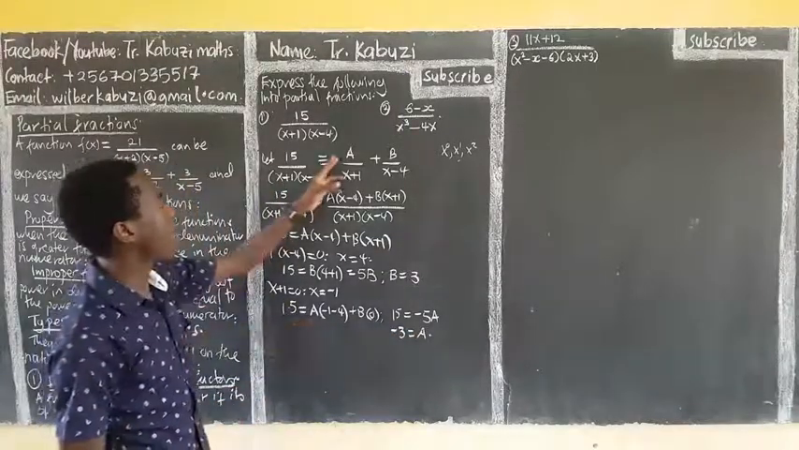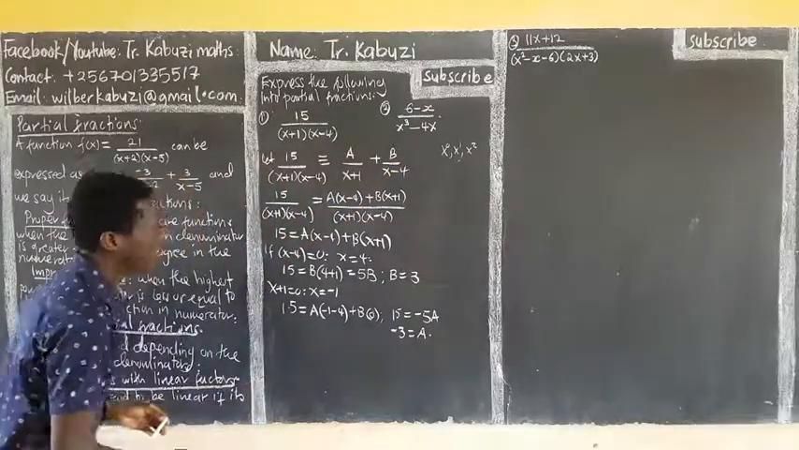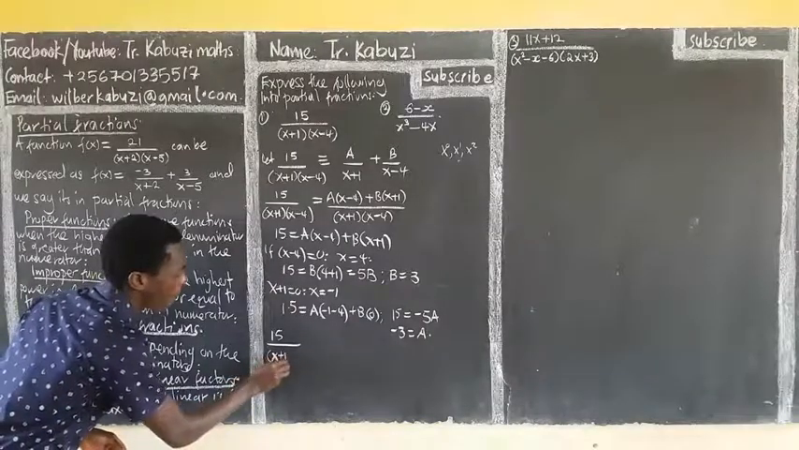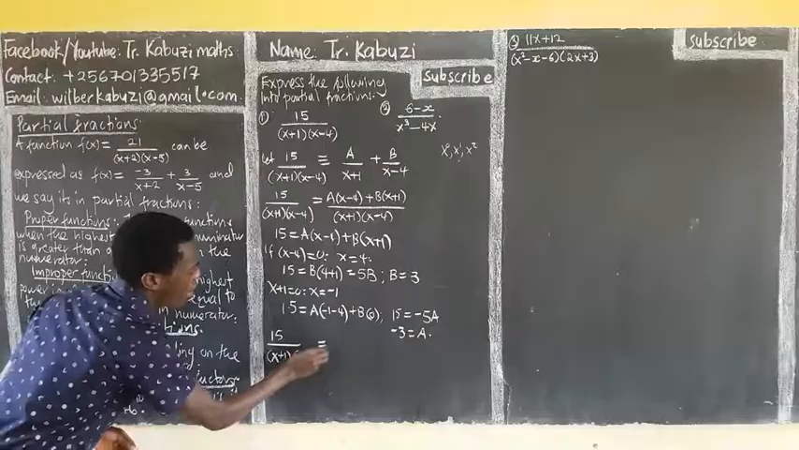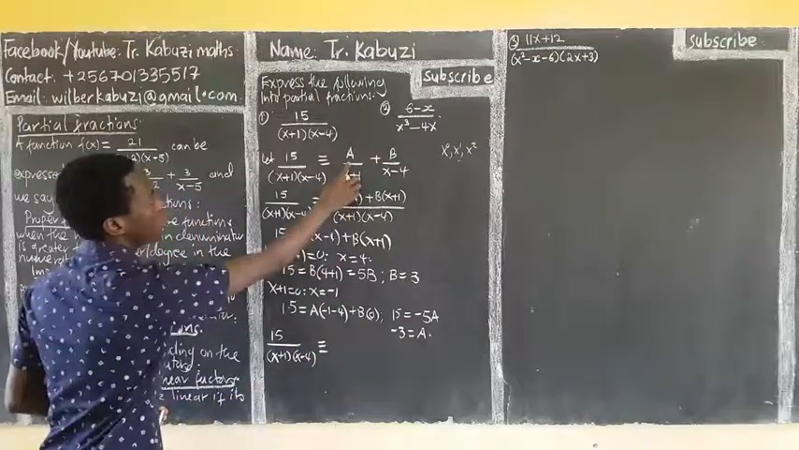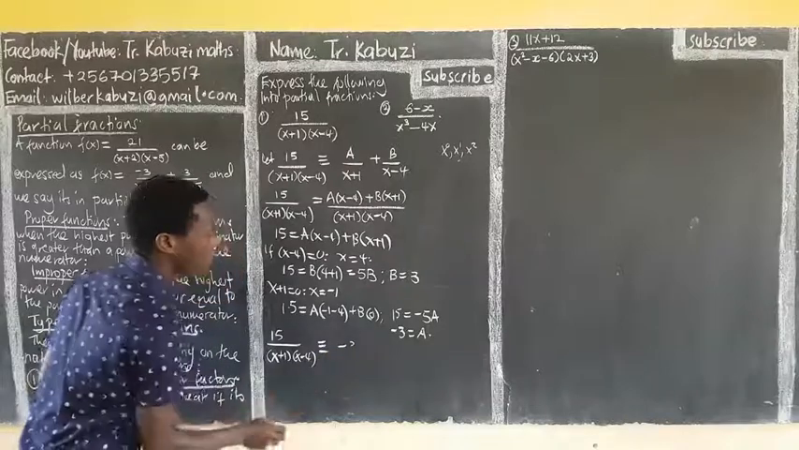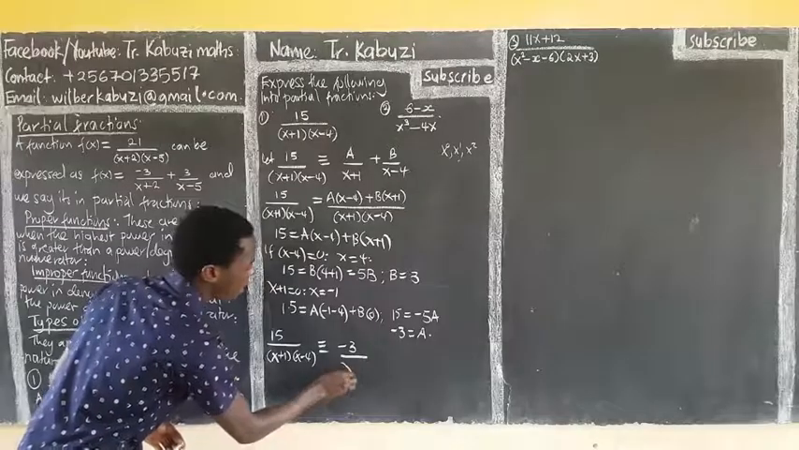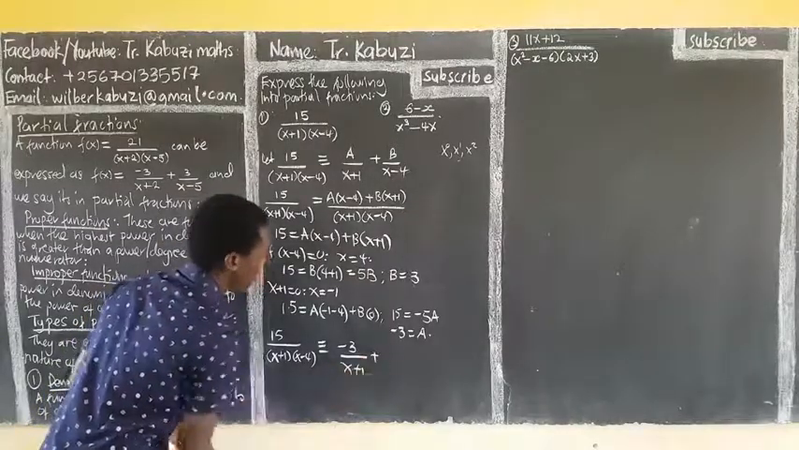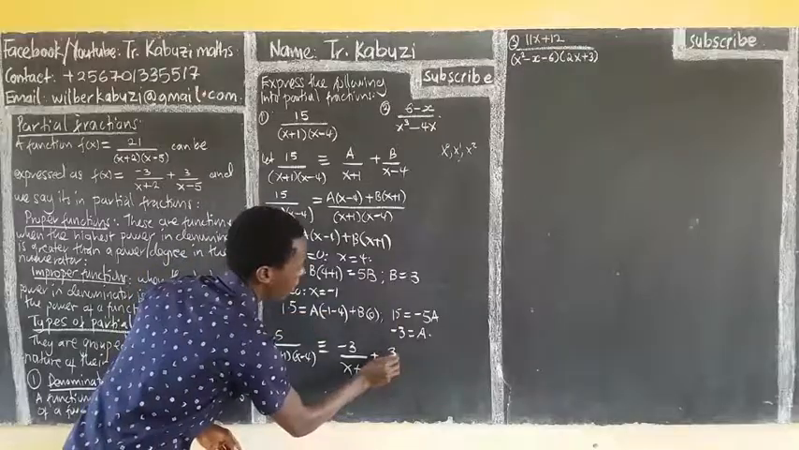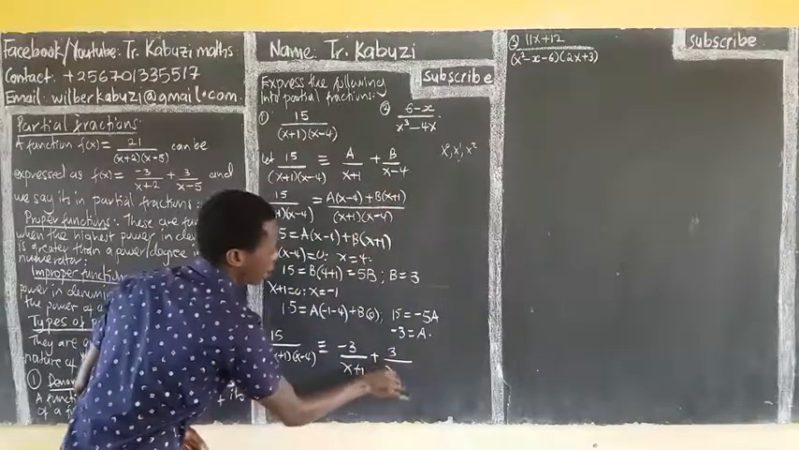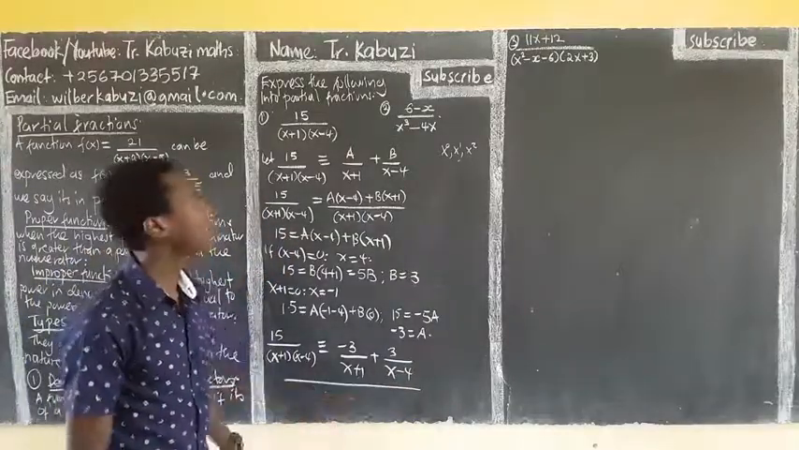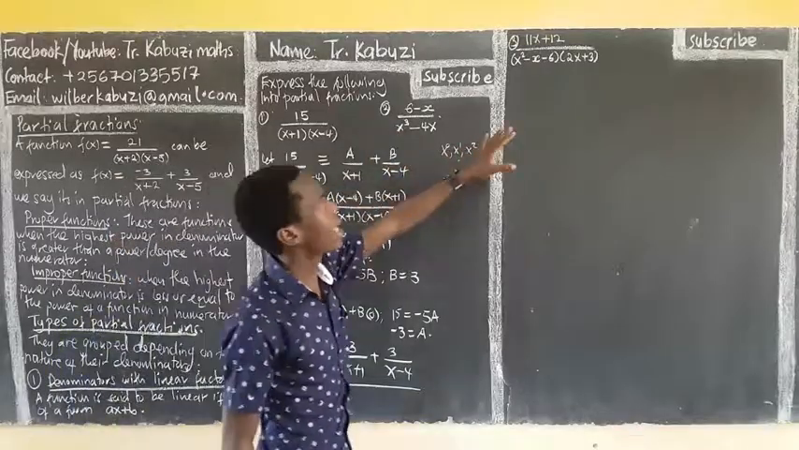After getting this, you come and write this again. So now my 15 over the denominator is identical to my A, which is negative 3, the whole over x plus 1, then plus my B from here, which is 3, the whole over x minus 4. So here we have expressed this into partial fractions. Now I'm going to handle this later. Let us first handle this.